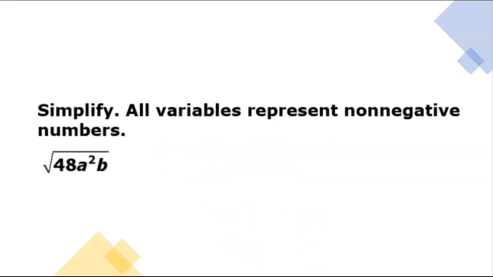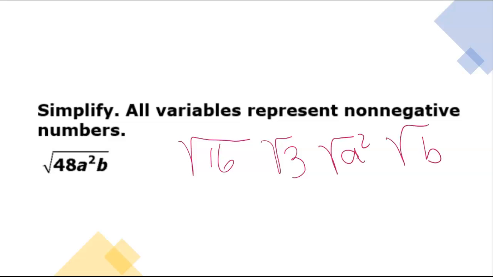Let's try this one. 48a squared b. Okay. So we know that we have, I'm kind of making those a little long, aren't I? Where's the eraser? Here it is. Okay. 48, we could say 48 is, let's see, is 16 a factor? Yeah, 3. So we could say this is 16 times the square root of 3 times the square root of a squared times the square root of b, right?